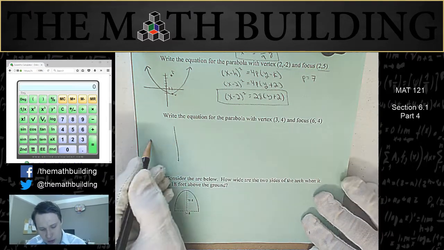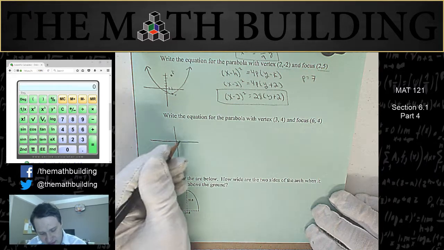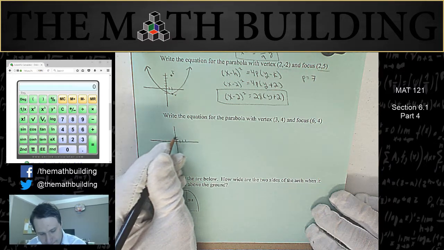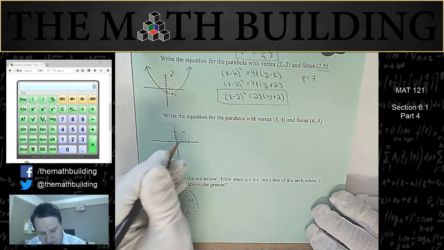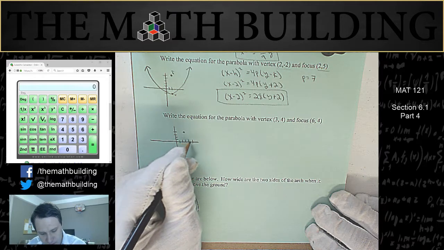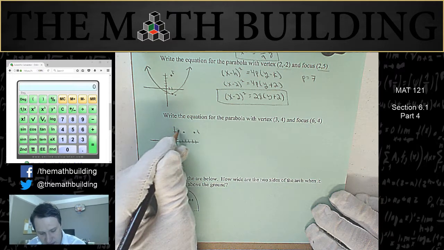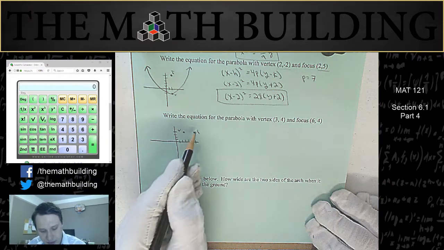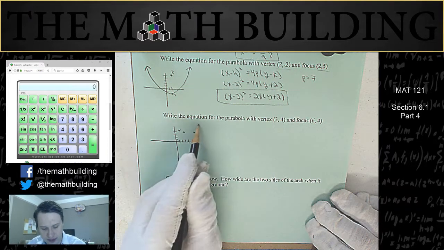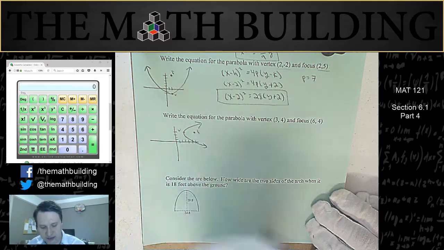As usual, I'm going to draw a little graph to guide me. The vertex is at (3, 4), which is right here. And the focus is at (6, 4). 1, 2, 3, 4, 5, 6, 4, which is right there. So here's the focus and here's the vertex. So which way is it going to open up? This time the focus is to the right of the vertex. So the parabola is going to open up kind of to the right.